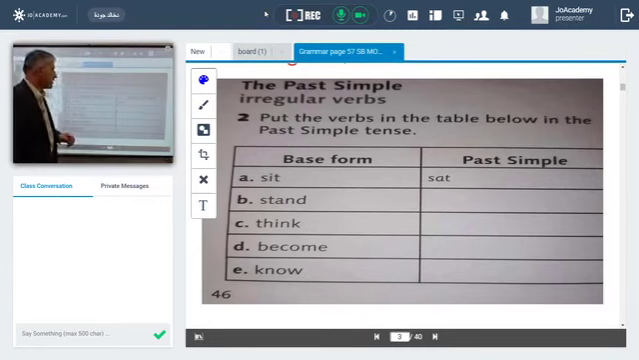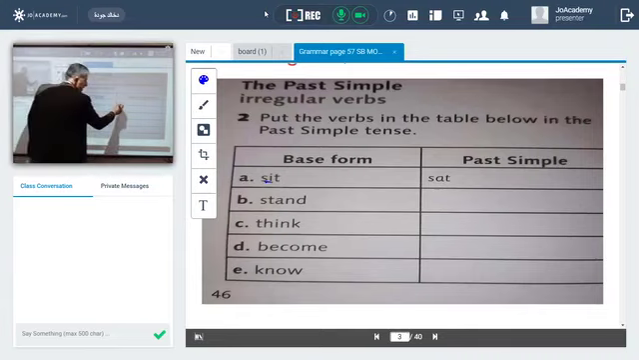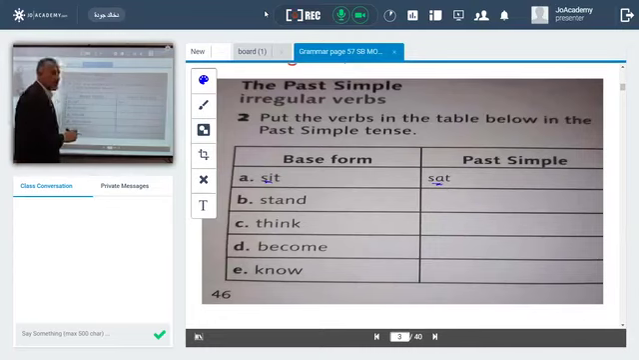So the first one is done for us. We have the verb sit. As you can see here, sit becomes sat. The past of sit is sat. We change the letter I into A, so it becomes sat. Look at the other four verbs. We have the verb stand.